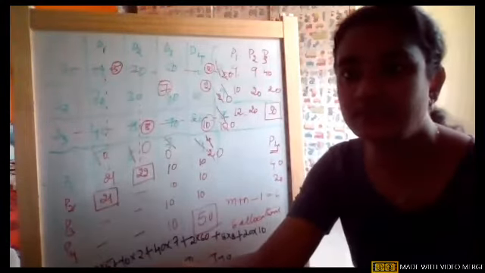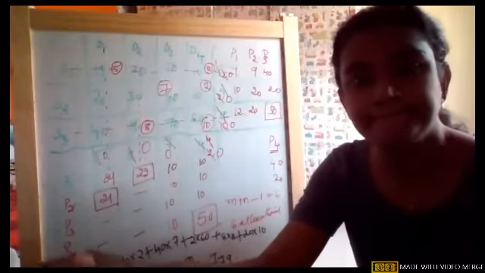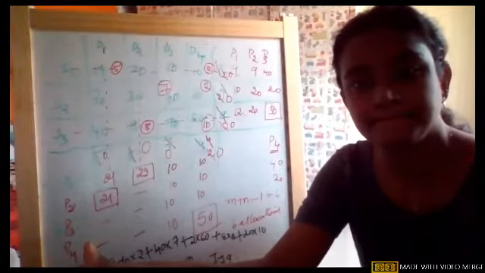Ma'am, good morning, ma'am. This is Conin. Yeah, okay, Conan, tell me. Yes, ma'am. Ma'am, I'm not able to understand from where we are getting 0.